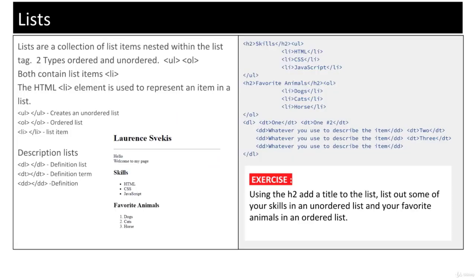There are two typical types of lists: the unordered list and the ordered list. The difference is that the unordered list will just have bullet points, just like we see under skills here, and the ordered list will have numbers 1, 2, 3, and we see that under the favorite animals. There's also another type of list, the description list. You won't see these used very often, but you might encounter them. That's just another way to display list content.